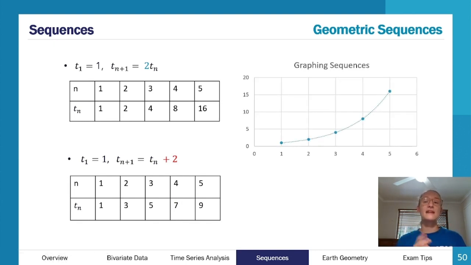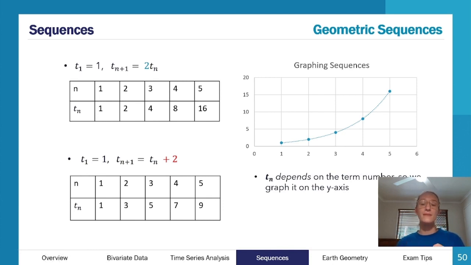And we can actually graph them on the same graph to compare them. So this graph in blue is our geometric sequence that's been graphed. You can start to see it forming that exponential curve or pattern. We're multiplying every time, getting bigger by a certain factor, not just the same number. And our Tn depends on the term number, which is why we graph n on this axis and Tn on this axis. As long as you remember to graph n on the bottom, that's all you need to make sure you're doing.